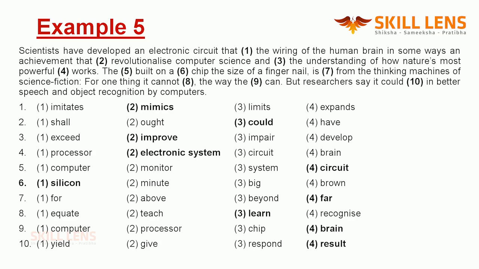Now here, if you have to eliminate answers, you will be eliminating limits and expands. Imitate and mimic are very close to each other, right? But if you have read through the paragraph, you will understand that mimic is the best choice there. So mimics the wiring of the human brain, in some ways an achievement that dash revolutionized computer science.